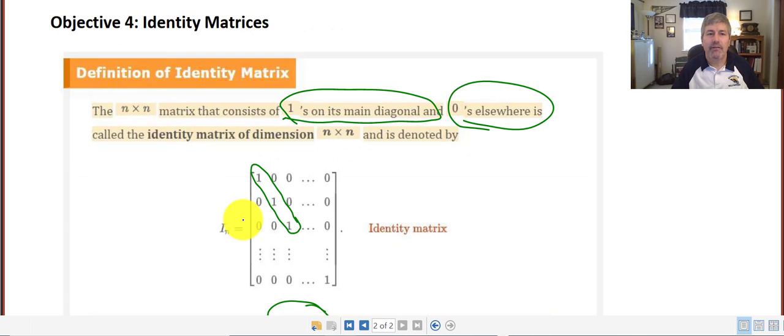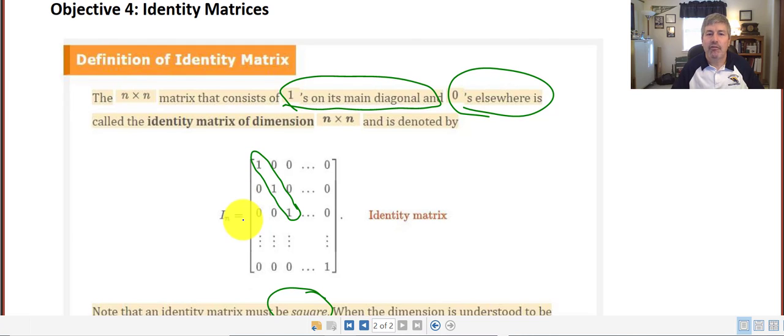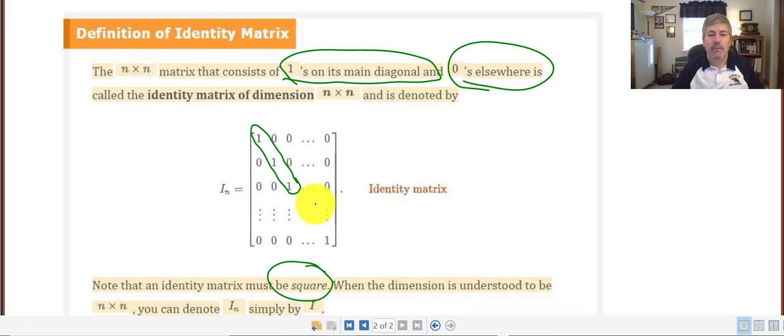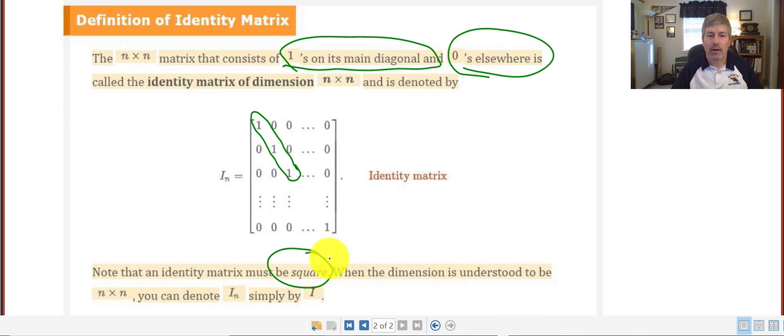And our final objective here, taking a look at identity matrices. An identity matrix is one in which there are ones on its main diagonal and zeros everywhere else. So only zeros and ones, and the ones are on the main diagonal. So the one on the far left and moving towards the right as you proceed down the rows. Now, identity matrix must be a square matrix.